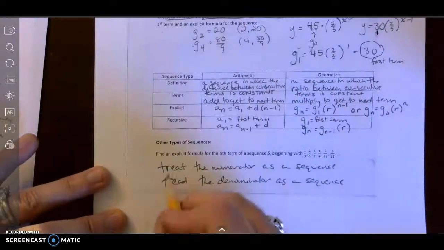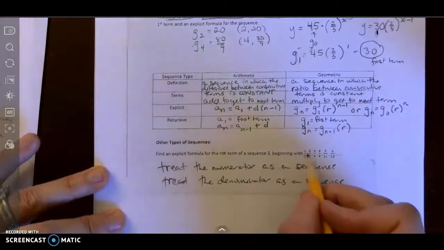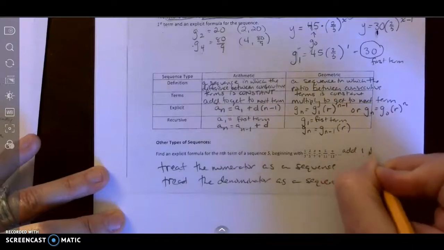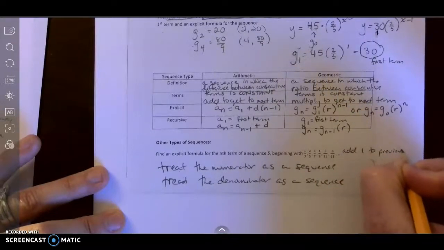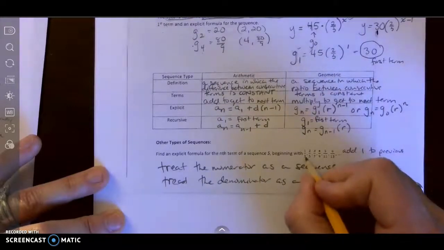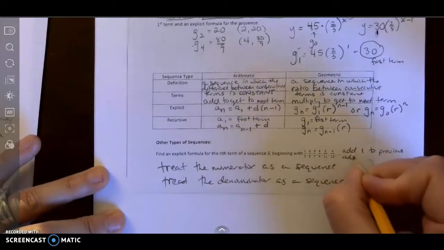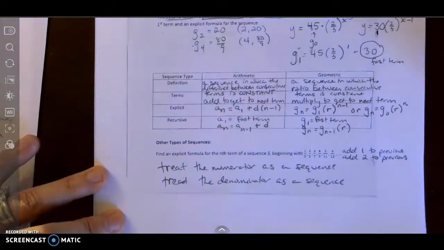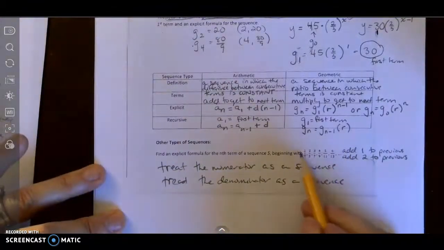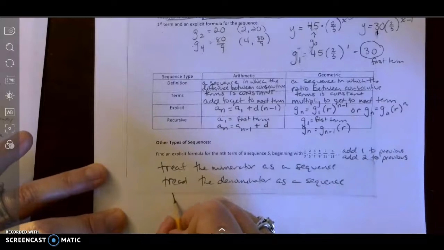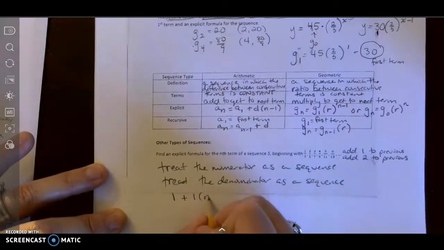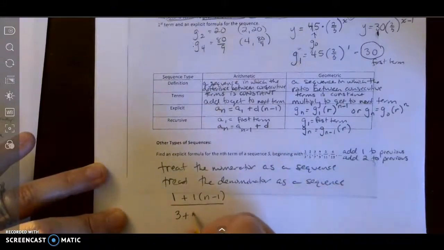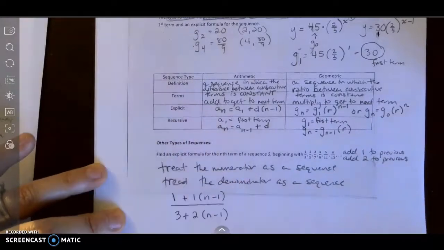So think of just my numerator. The 1, 2, 3, 4, 5, 6. I'm adding 1 to the previous term. And on the bottom, 3, 5, 7, 9, 11, 13, I'm adding 2 to the previous. So let's write an explicit formula for the numerator. 1 is the first term, plus 1 times n minus 1. My denominator starts at 3, and I add 2 times n minus 1.